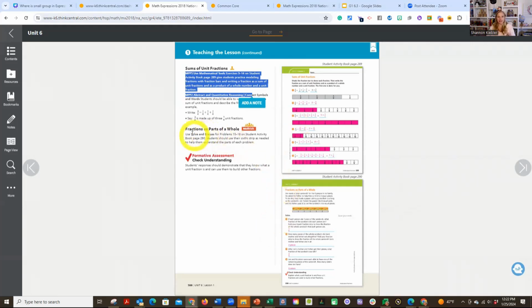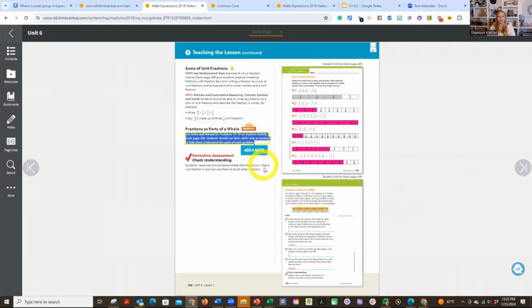So then it says, you solve and discuss. That means for this workbook page, 15 through 18, we are all back together. Everyone's doing, let's just say this is number 15. Everyone's doing number 15. A few kids are at the board working.